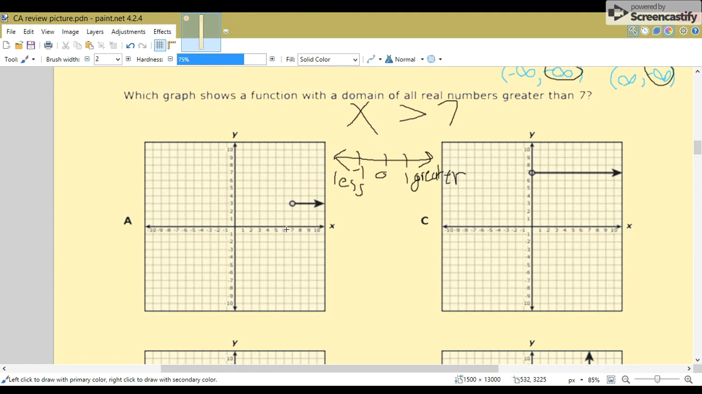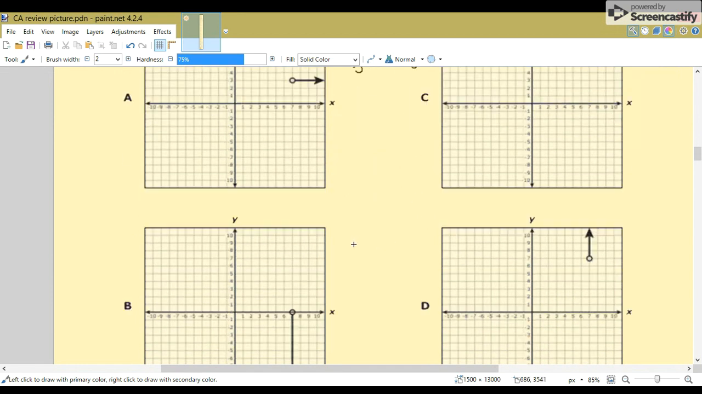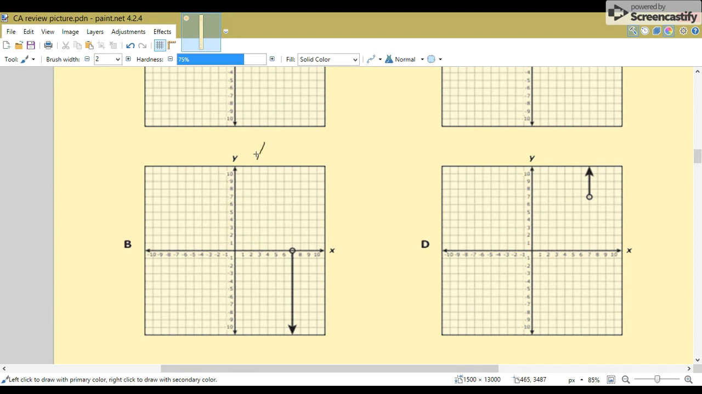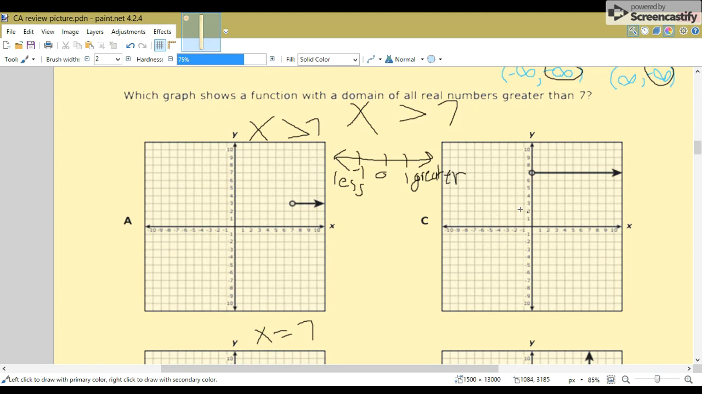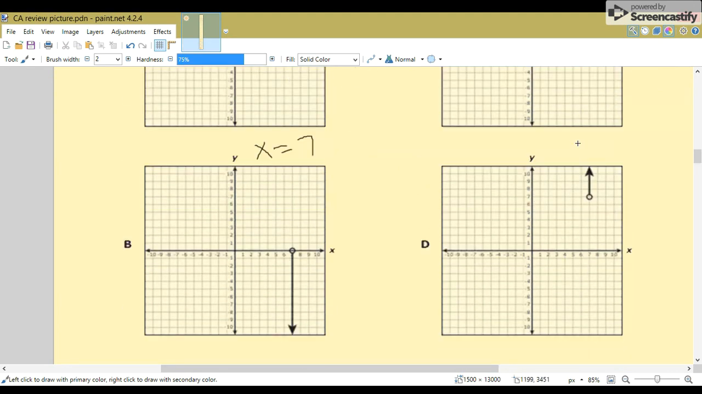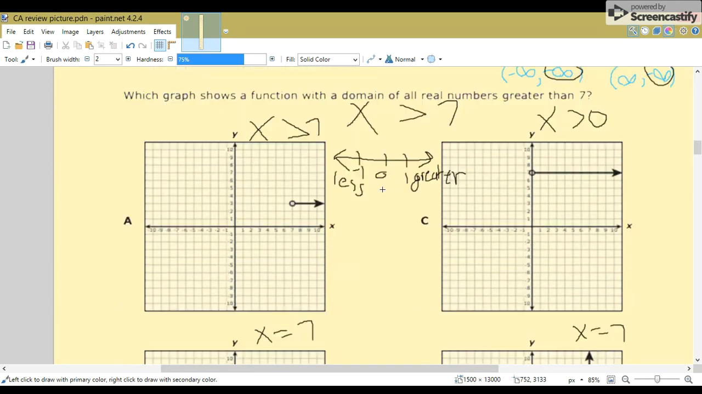Let's look at A. So we have 7 right here. X is greater than 7. Okay? Let's look at B. X equals 7. C. X is greater than 0. And then the last one, X equals 7. The only one that matches this is A.